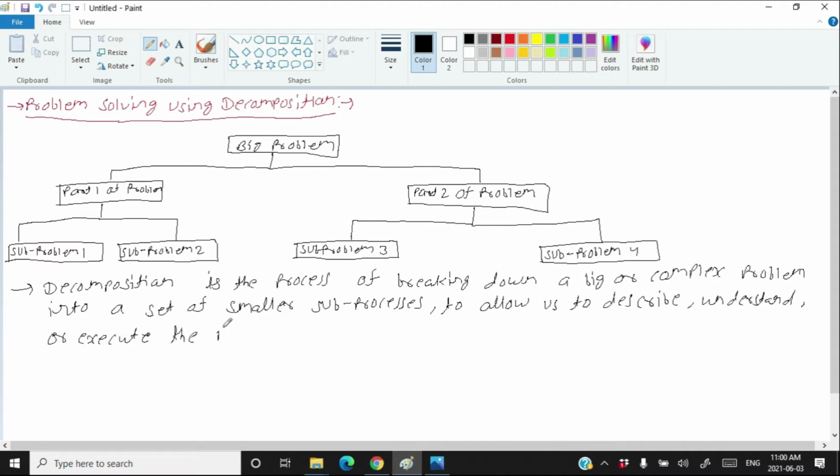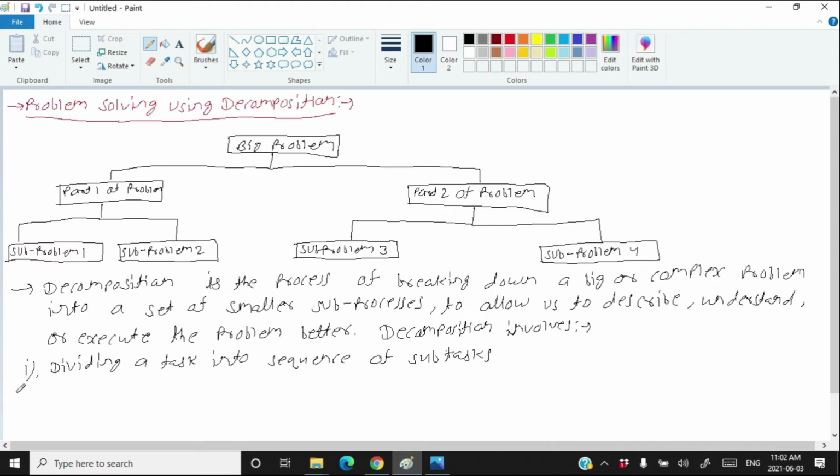So decomposition involves two tasks. First one is dividing a task into sequence of subtasks, and second one is identifying elements or parts of a complex problem. So actually, following two things we do with decomposition. Decomposition involves dividing a task into sequence of subtasks. And what other activity we do while decomposition is identifying elements or parts of a complex system.